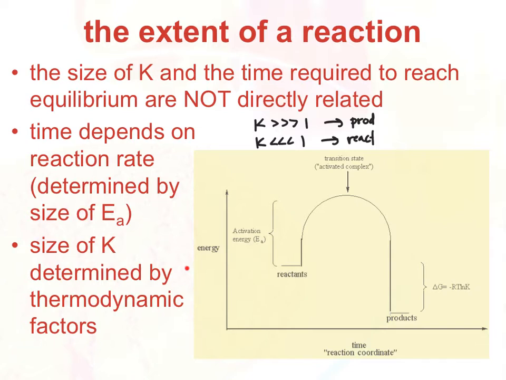Now, the size of K, the relative shift right or left, is determined by those thermodynamic factors that we discussed very briefly in our previous lecture. So the size of K and the time of equilibration are not going to be directly related. I want you guys to just have that in the back of your mind.